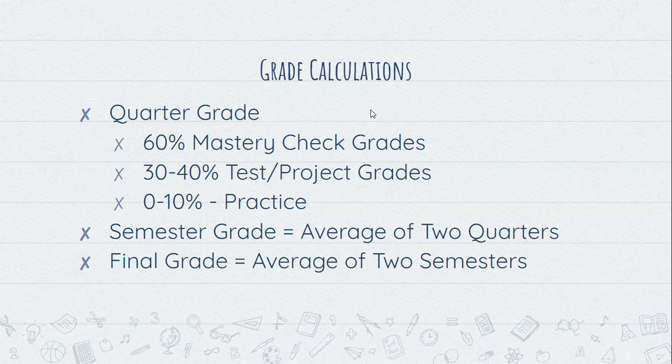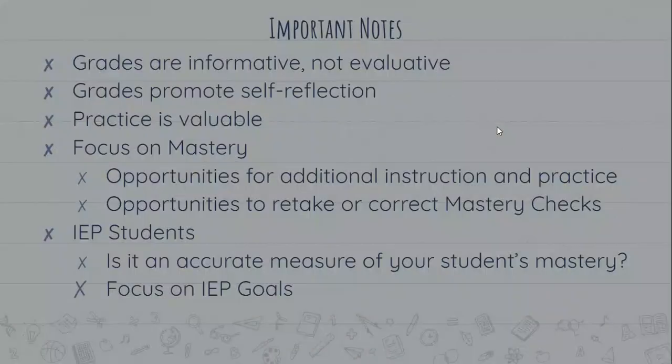So when you look at your student's final grades in Schoology, you have the quarter grade, which consists of 60% from mastery check grades, 30 to 40% from test and project grades, and 0 to 10% from practice. At the end of each semester, the 2 quarters are averaged for the semester grade, and at the end of the year, the 2 semesters are averaged for your final grade.